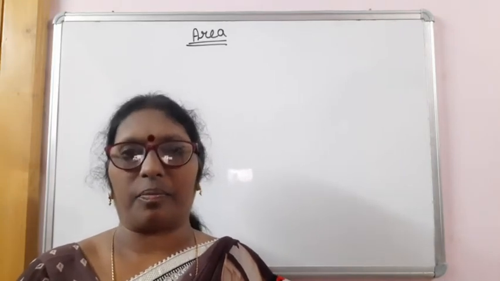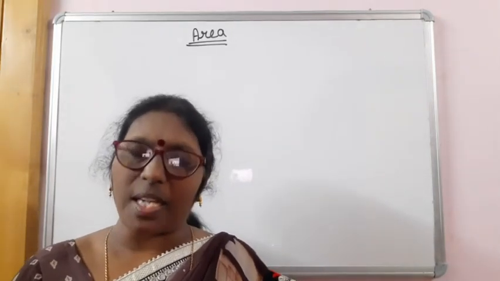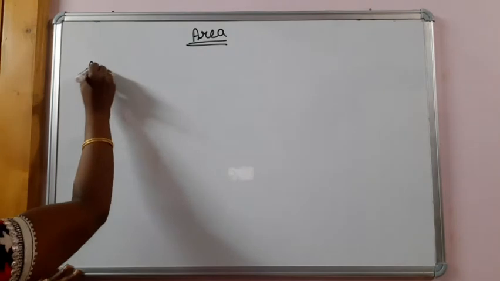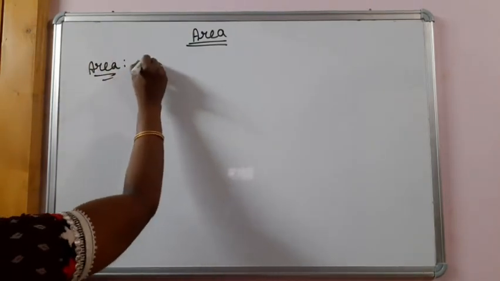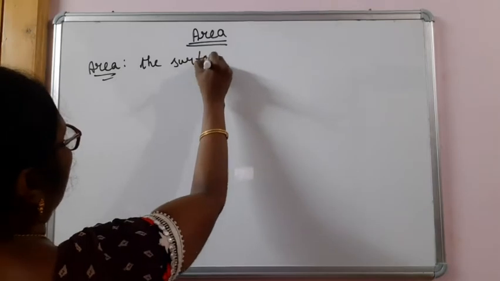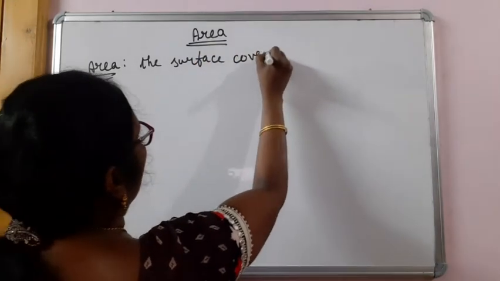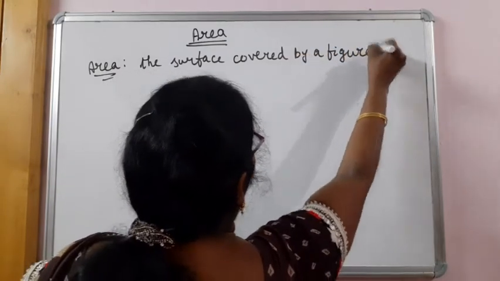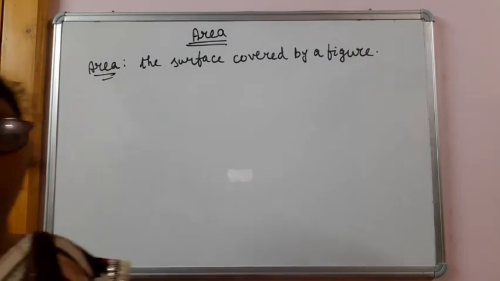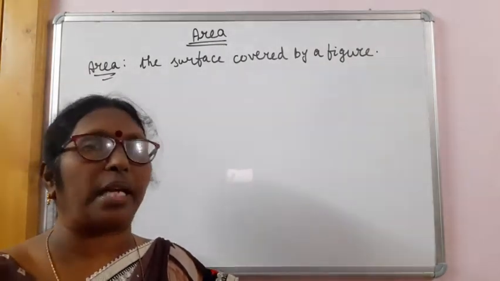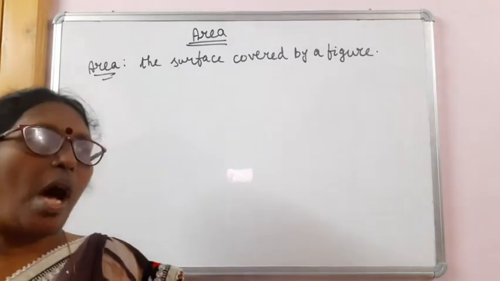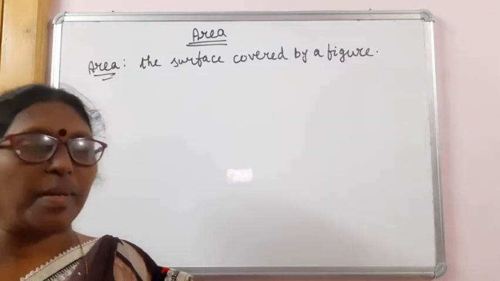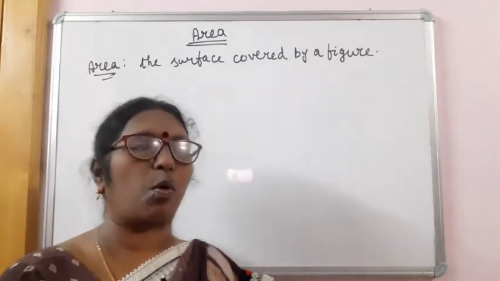What is area? The surface covered by the figure is called the area of the figure. Area means the extent of surface. I told you, you are going to learn how to find the area and perimeter of a rectangle, a square, a circle, a semicircle, and so on. This much you are going to learn.